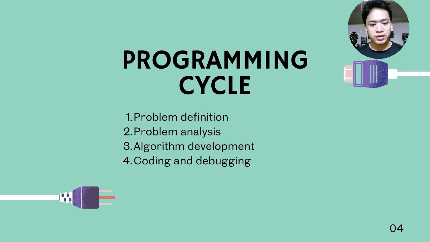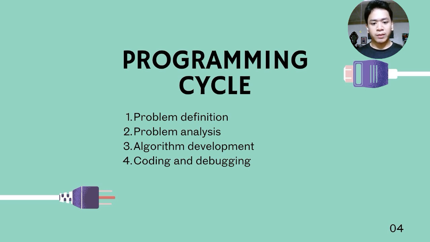The next one is the problem analysis. We break down the problem into parts. We ask questions like, what are the inputs? What process should be done? And what should the output be? In our grade example, inputs are the student's quiz and exam scores. The process is computing the average. The output is the final grade with a remark, pass or fail.